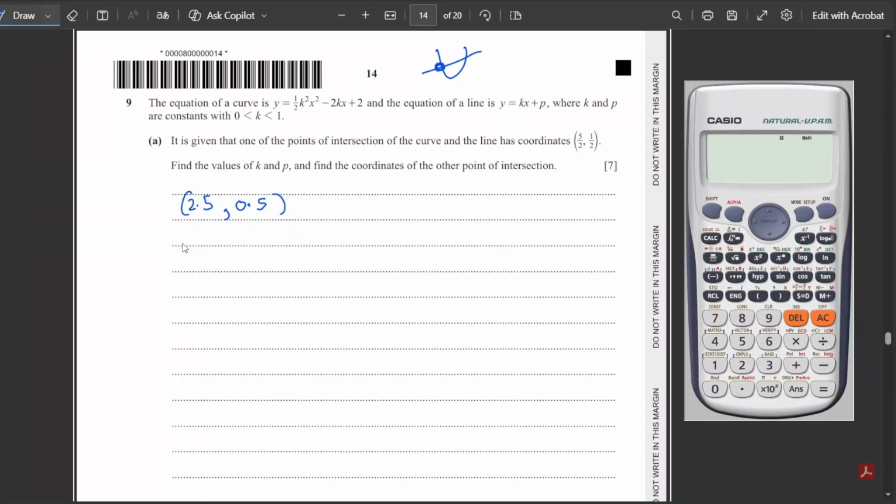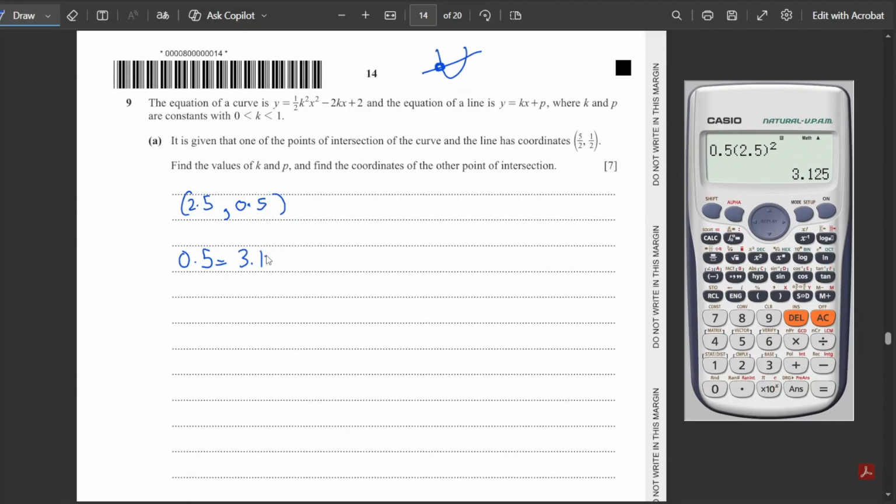Y is going to be this 1 by 2, or this 0.5, and we can chuck it in the place of y. And then we have 1 by 2 k squared x. So instead of 1 by 2, I'm putting in 0.5. And then instead of x squared, I'm going to put in the value of x, which is 2.5. And this is going to be 25 over 8, which is 3.125.